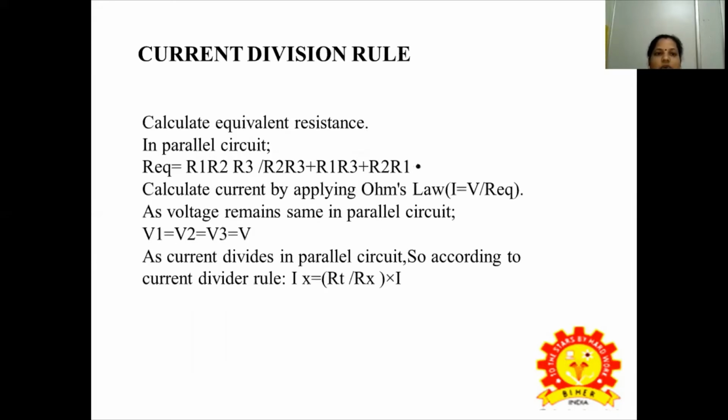Next one. So the current division rule. First calculate the equivalent resistance in the parallel circuit. So R equivalent is equal to R1 into R2 into R3 divided by R2 into R3 plus R1 into R3 plus R2 into R1. Then calculate the current by applying Ohm's law: I equals V by R equivalent.